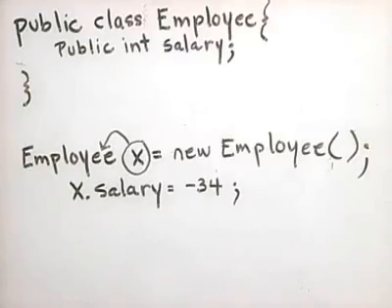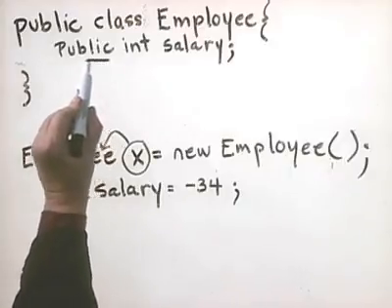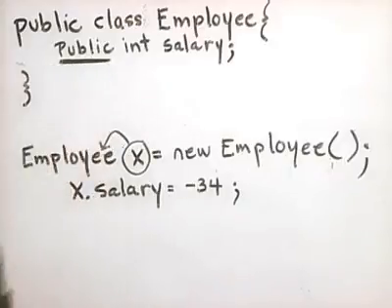In this example, what I've done is I've created a public class called employee. That public class has one data member called salary. You can see that the data member is publicly available, which is generally a design flaw. It's not desirable. Let's take a look why.